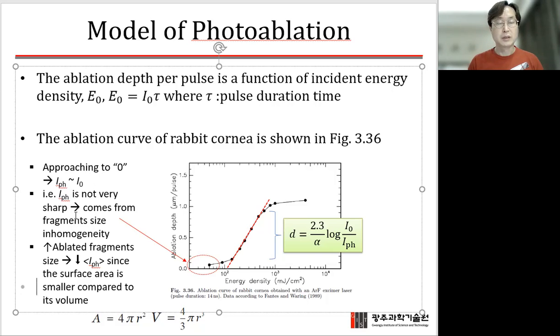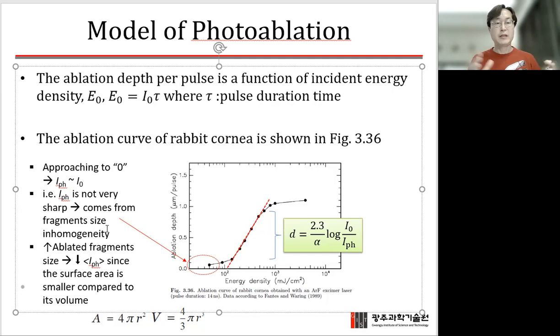So the I_PH, which is the threshold for the photoablation, is not actually very sharp. That is because of the inhomogeneous fragment size of the molecules. Some are big and some are small, so the I_PH, the threshold for the photoablation, is not actually uniform, but has a wide range.